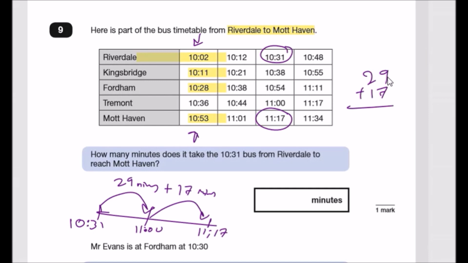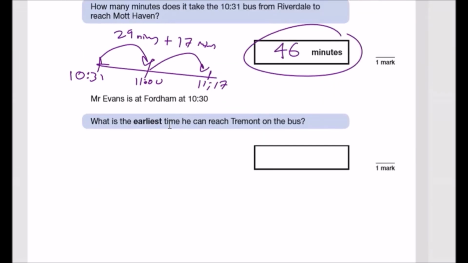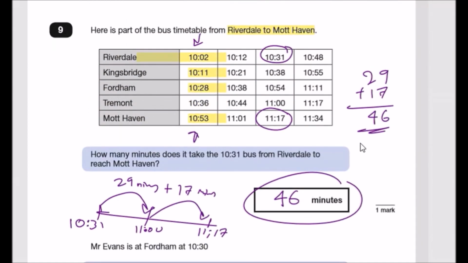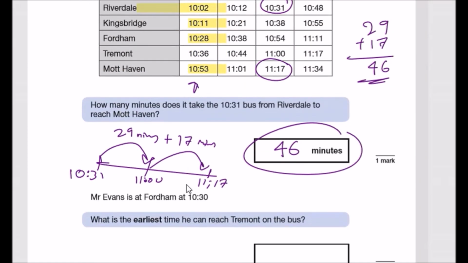The trick is to just add 30 to give you 47 and go 1 back, so 46. So the total journey is 46 minutes. Now, what is the earliest time he can reach Tremont on the bus? So the earliest time, so let's see.